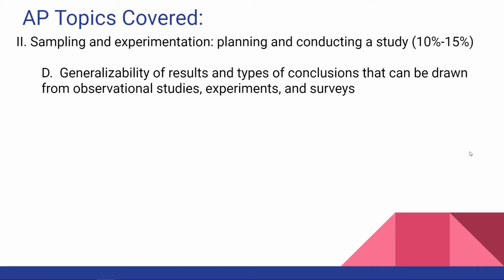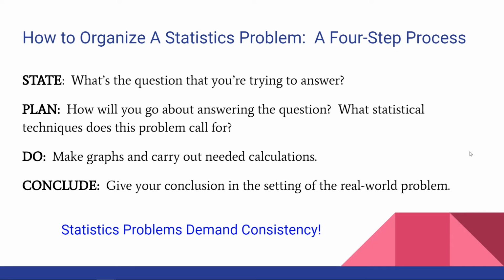So we're going to look again at 2D, which is generalizability of results and types of conclusions that can be drawn from observational studies, experiments, and surveys. And we want to use the four-step process to state, plan, do, and conclude. Statistical problems demand consistency, and so do their answers.